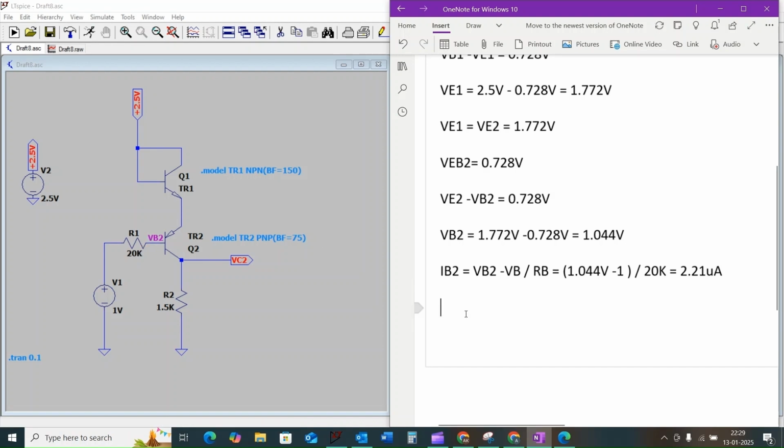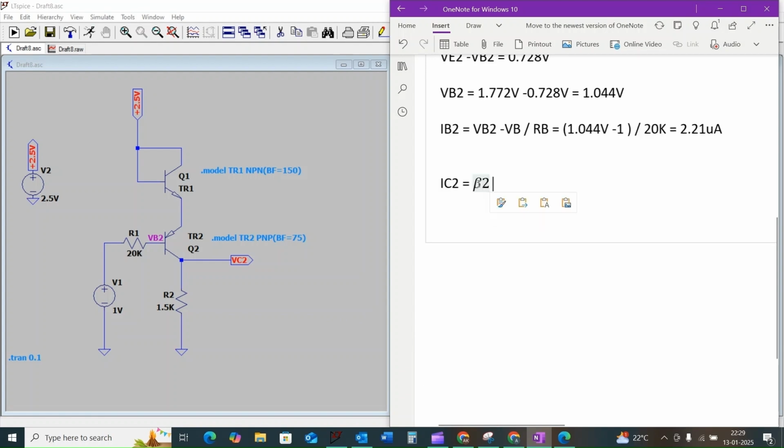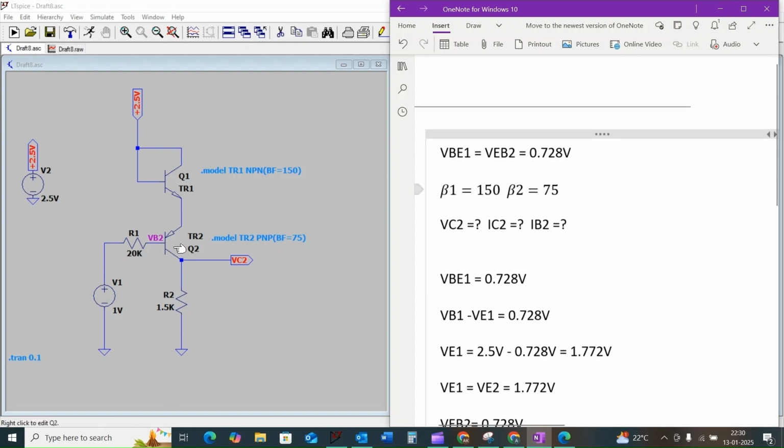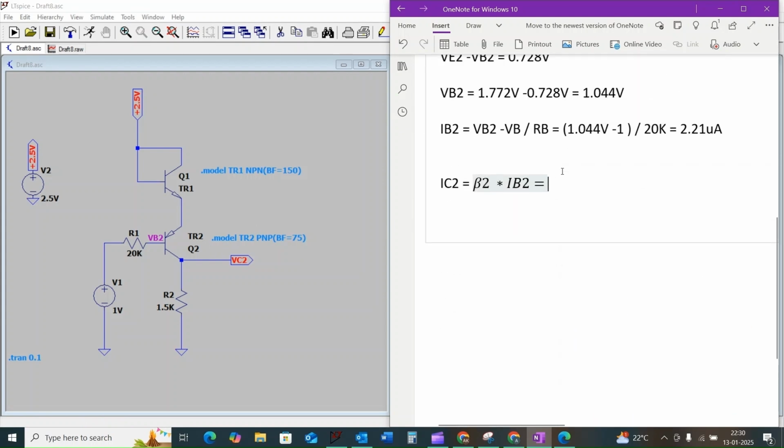Now it is easy to find the current through the collector terminal of the transistor Q2. That is IC2 is equal to beta 2 times IB2, and we know that the current gain of the transistor Q2 is 75, so it is 75 into 2.21 microamps. When we simplify this, we get 0.166 milliamps.